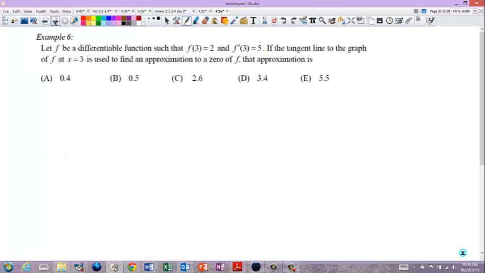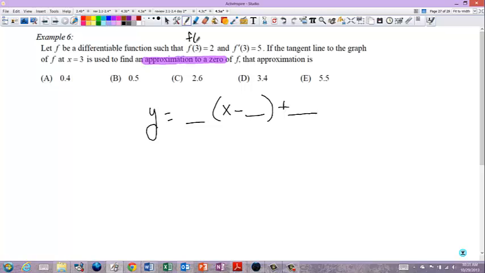Example 6: let f be a differentiable function such that f of 3 is 2 and f prime of 3 is 5. If the tangent line to the graph of f at 3 is used to find an approximation to a zero of f... Alright, first thing, write the equation of the tangent line. And if you want to, pause me and try it yourself. Try to do this one yourself and then see what you get. Pause. Unpause.